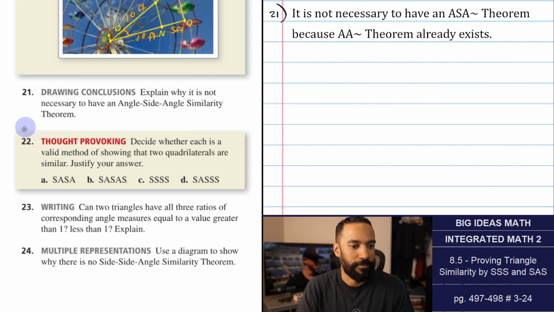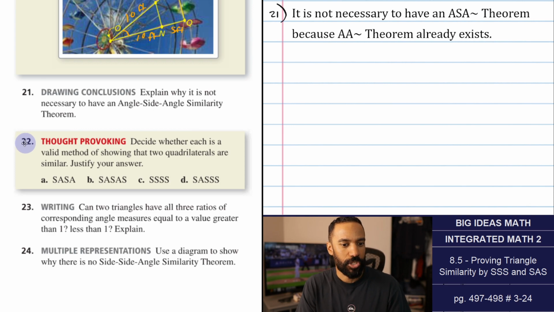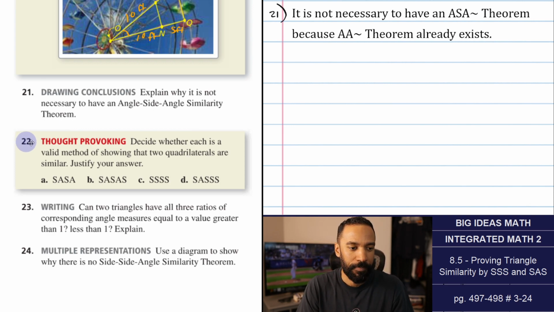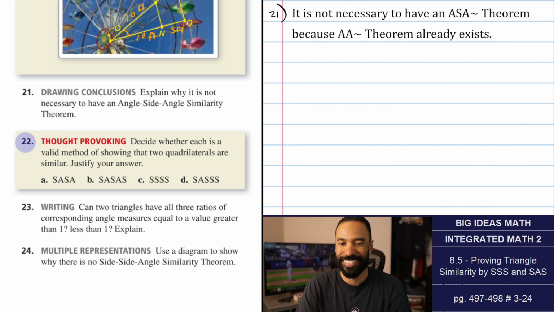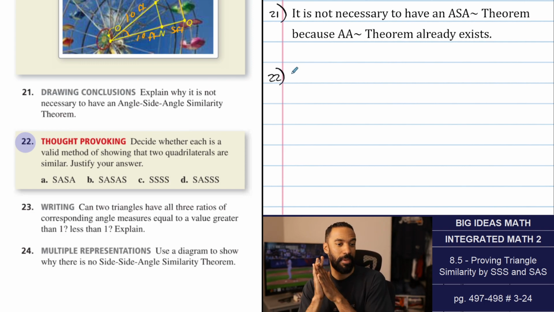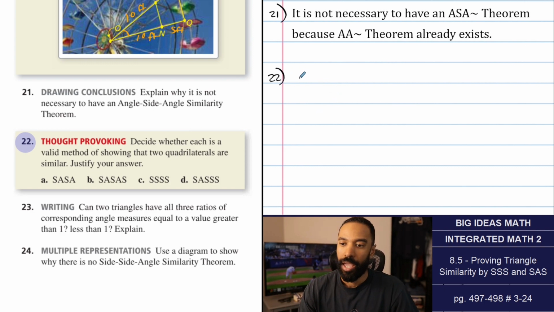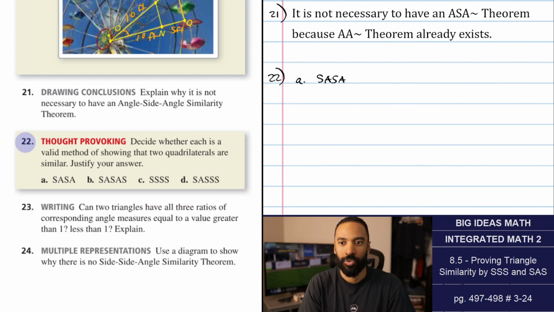Decide whether each is a valid method of showing that two quadrilaterals are similar. Justify your answer. Okay, so this can be tricky because sometimes I feel like I would know, and then I don't really necessarily know for some of these. I got to think about what we can have. Basically, I'm going to try and disprove them, and if I can't disprove them, then I'm going to say maybe yes. So A, for side angle, would that be enough?